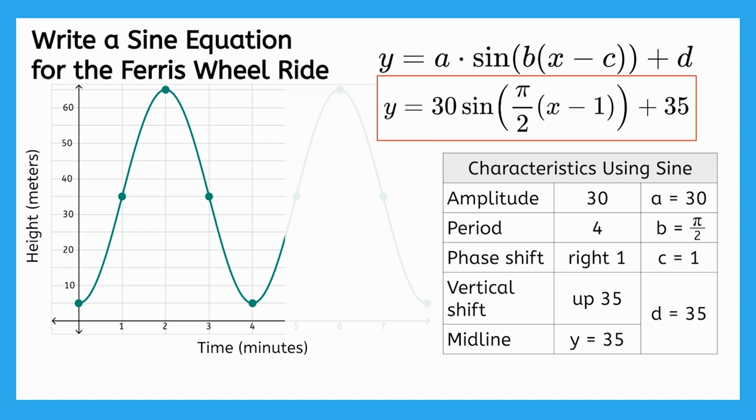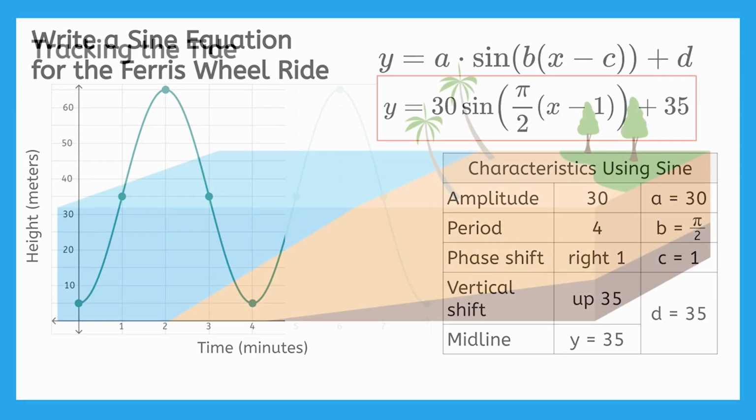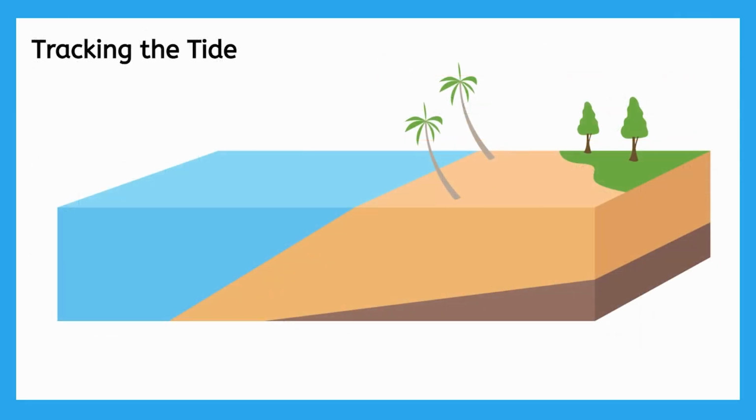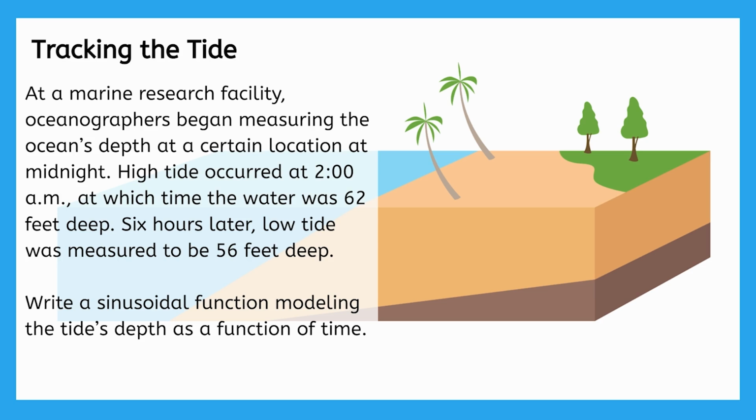Great work so far! There are so many periodic real-world situations that can be modeled with sinusoidal functions. Let's try another one. As part of their research, oceanographers often track the height or depth of the tide. At a marine research facility, oceanographers began measuring the ocean's depth at a certain location at midnight. High tide occurred at 2 a.m., at which time the water was 62 feet deep. 6 hours later, low tide was measured to be 56 feet deep. Write a sinusoidal function modeling the tide's depth as a function of time.